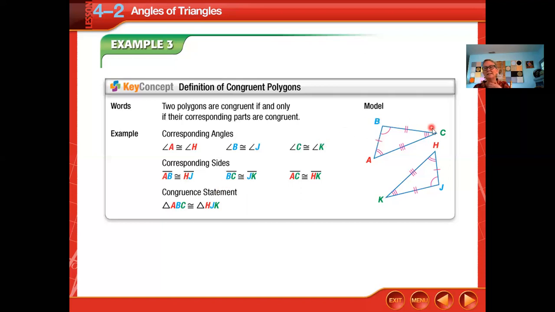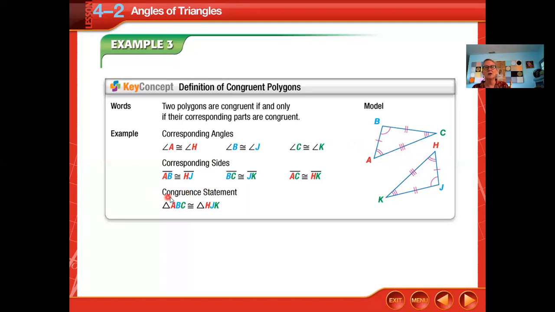Okay, and so between B and C, that side length, they put two tick marks, and then J and K, that has two tick marks, okay, and they have the same measure. Angle A and angle C, the side between them, angle H and angle K, the side between them, they both have three tick marks, so they have the same length. Okay, so since we're talking about a triangle in this specific example, there's three angles in each triangle, and there's three sides in each triangle. So there's 6 different pieces of information that I can glean from the fact that someone told me that these two triangles are congruent to each other.